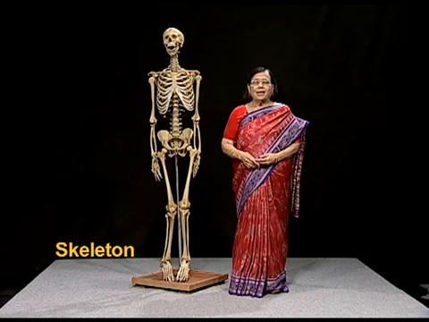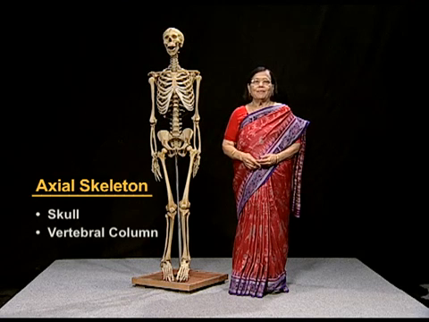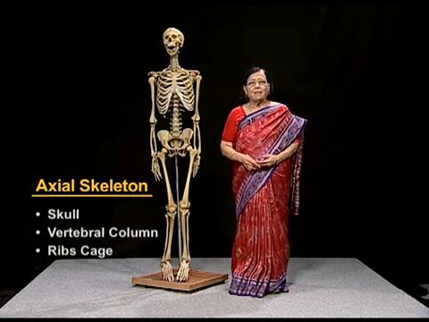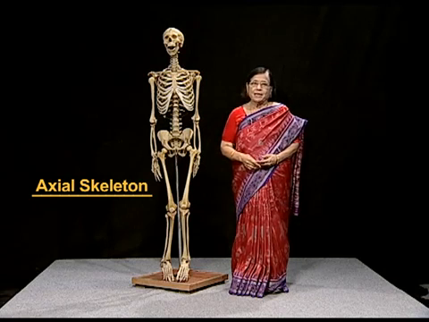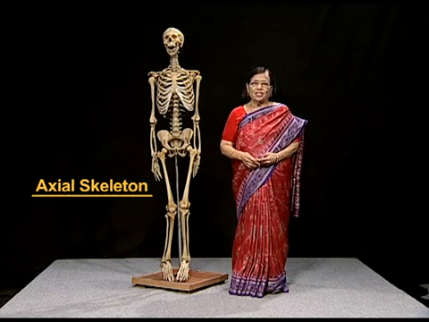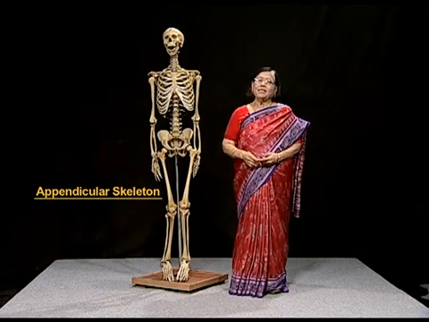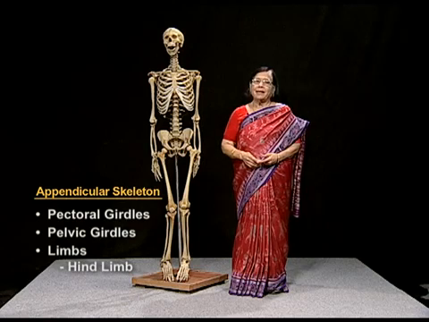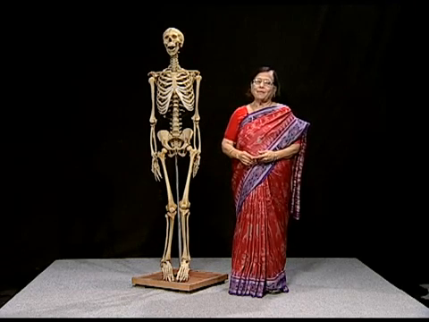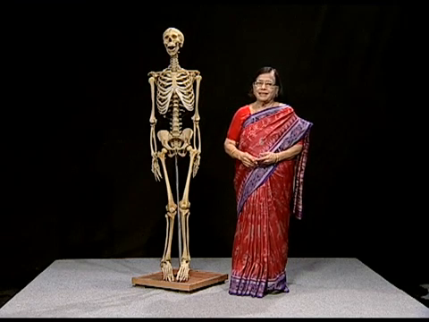As you know, the skeleton has two main divisions: the axial skeleton, in which come the skull, the vertebral column and the rib cage. As the name indicates, axial means axis. It makes the axis of the body, that is our head, our chest and the vertebral column. The other division is the appendicular skeleton, which includes the pectoral girdle, pelvic girdle, and the limbs, hind limb and forelimb. Let me start explaining the bones in this skeleton, starting with the head, which is part of the axial skeleton.